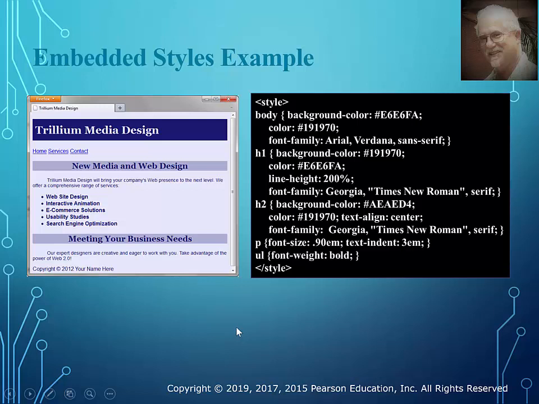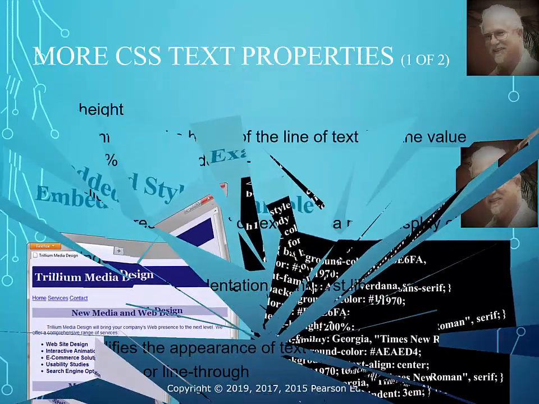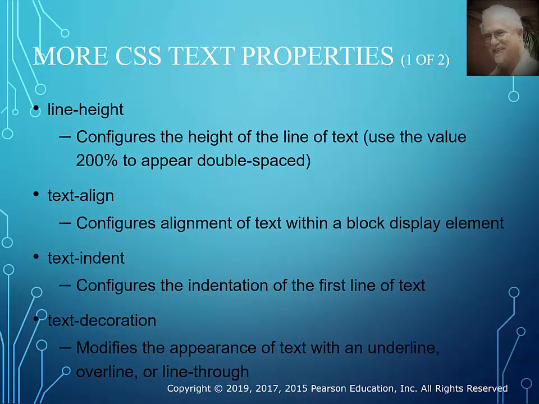Again, here's an example of embedded style sheet. You'll see embedded style sheets can get quite large. You have body, H1, H2, P, and UL. Again, be clear on inheritance. Body covers everything. H1 will override the body for all the H1 elements and so forth.